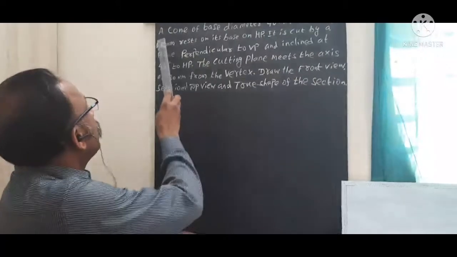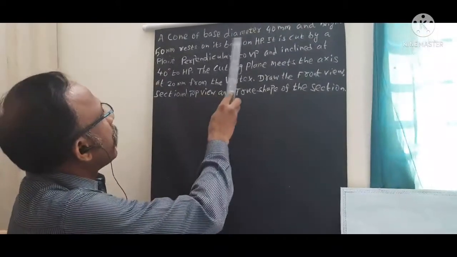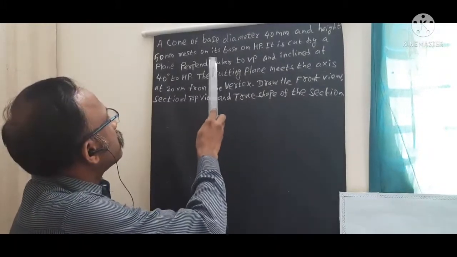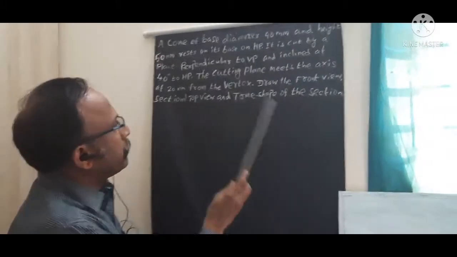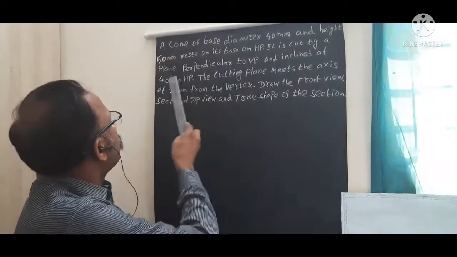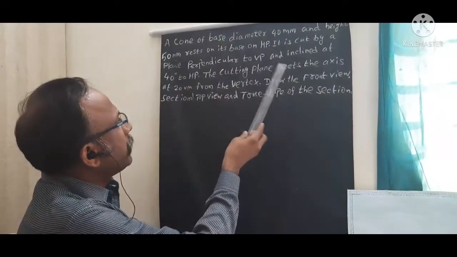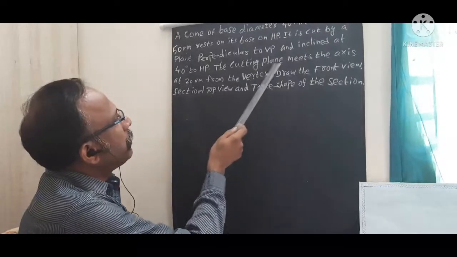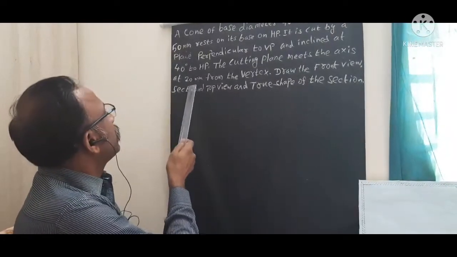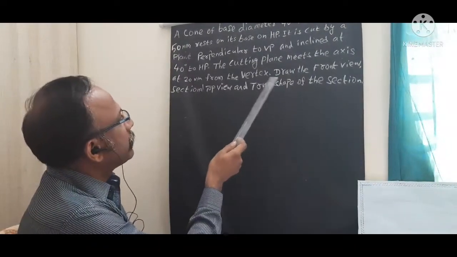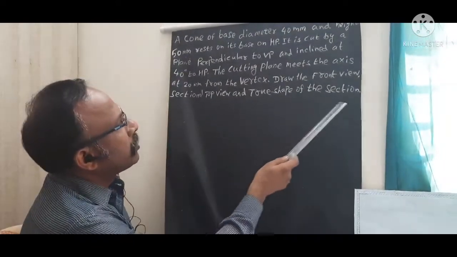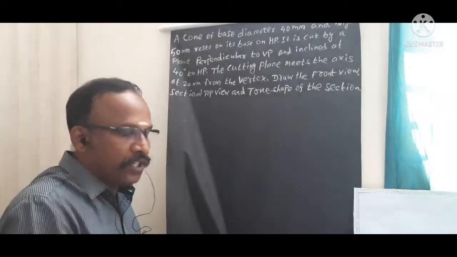The problem is: a cone of base diameter 40 mm and height 50 mm rests on its base on HP. It is cut by a plane perpendicular to VP and inclined at 40 degrees to HP. The cutting plane meets the axis at 20 mm from the vertex. Draw the front view, sectional top view and true shape of the section. This is the question given.